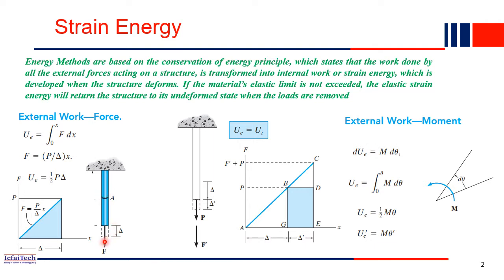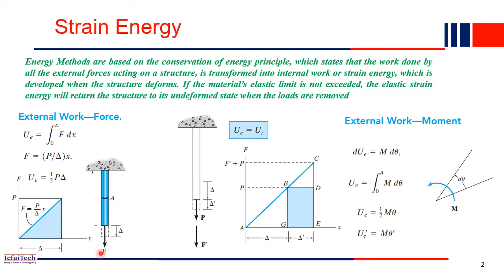So there are two things. One is, first we applied the force F. Because of F, the work done, or the external work, is stored in a member in terms of strain energy. So when the material elongated, the material has stored some energy because of external load F. So that stored energy, we call it strain energy. So because of external force, the internal force developed inside the member. So if the material's elastic limit is not exceeded, that is, still it follows Hooke's law, that is stress is directly proportional to strain, the elastic strain energy will return the structure to its undeformed state when the loads are removed.